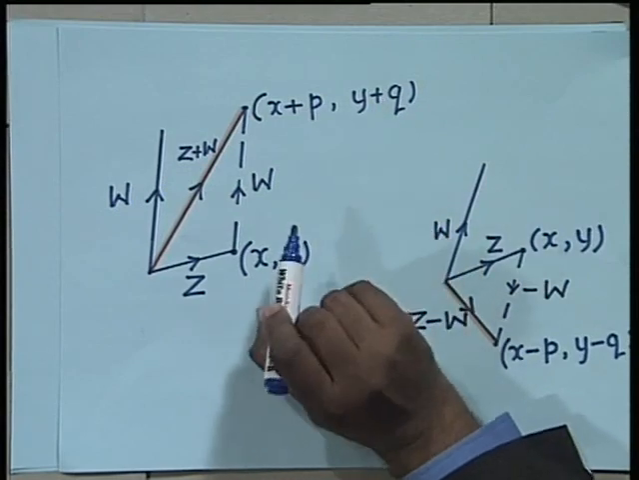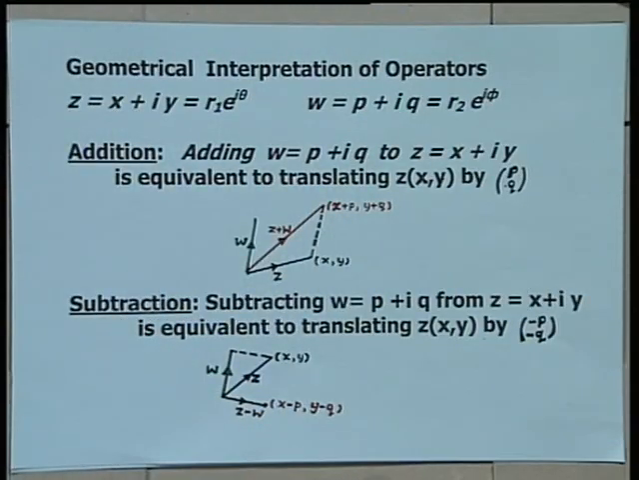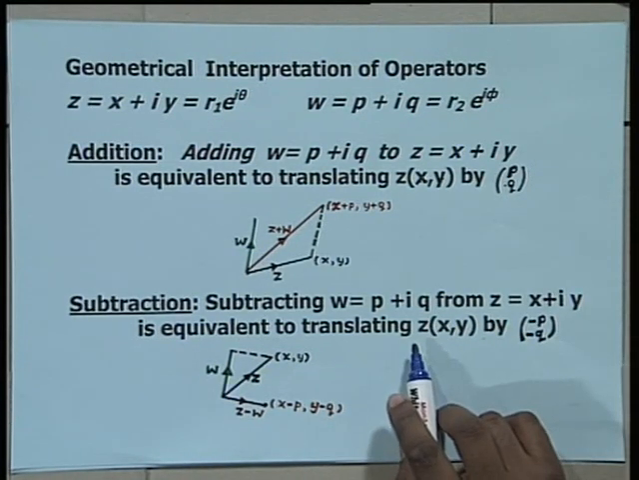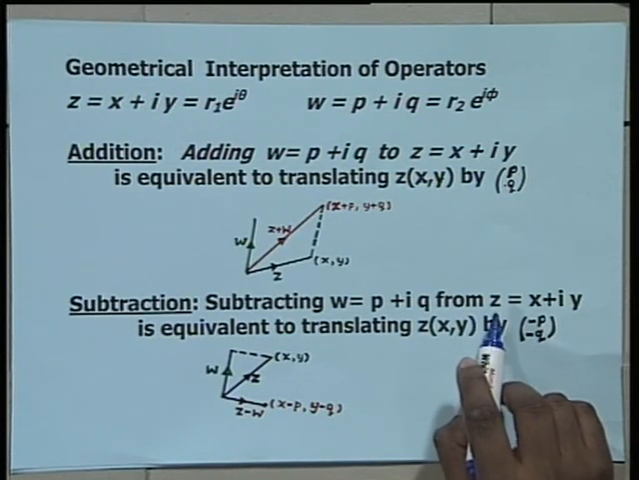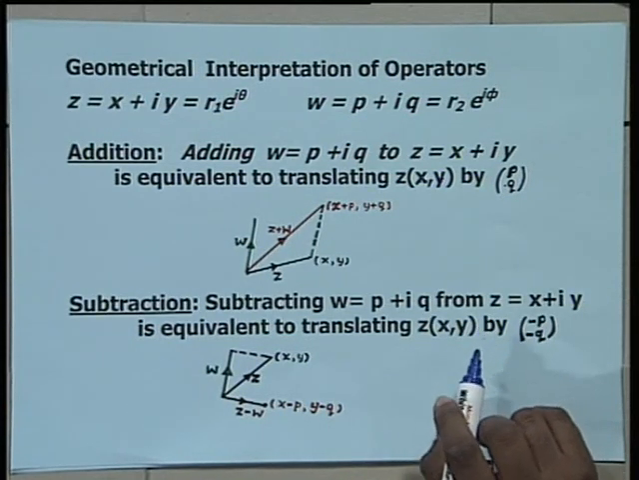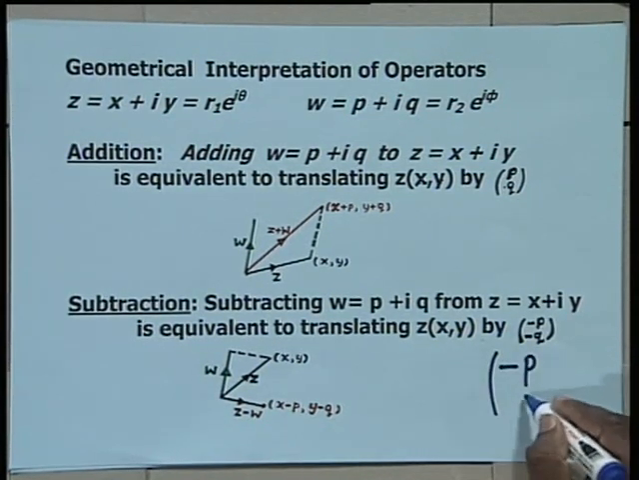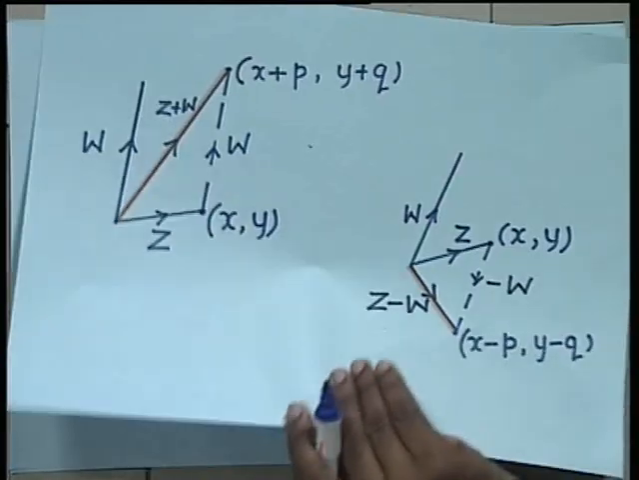Similarly, subtraction of complex numbers is equivalent to a translation. That is, z minus w is equivalent to a translation by minus p, minus q. Let's see it clearer on this diagram.